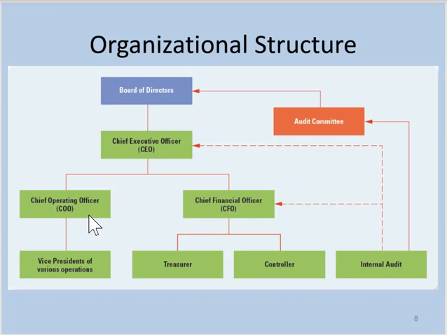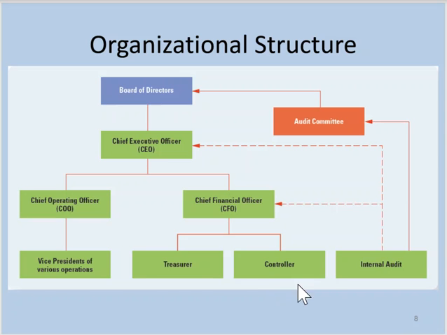The COO is responsible for the company's operations like research and development, production, and distribution, whereas the CFO is responsible for all of the company's financial concerns. The treasurer and the controller report directly to the CFO. The treasurer is primarily responsible for raising capital through issuing stocks and bonds and investing funds, whereas the controller is usually responsible for general financial accounting, managerial accounting, and tax reporting.